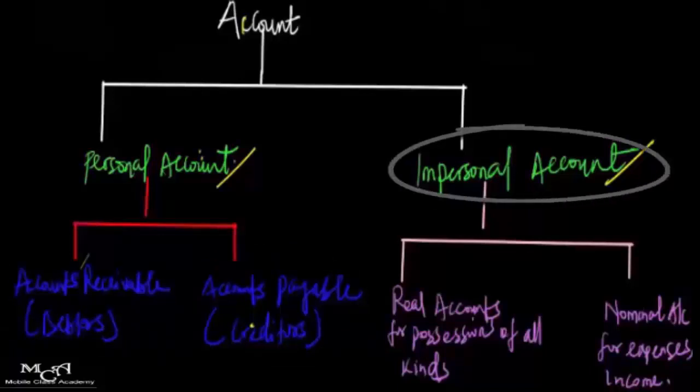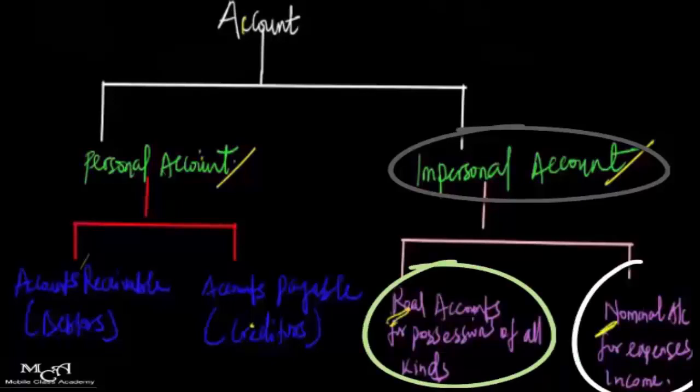The impersonal accounts, we said that they are for properties, items of expenditures and income. And we said that they are further divided into two, which is the real accounts and the nominal accounts. And we said the real accounts for all possessions of all kinds, for all forms of assets, for things we can see, for things we can touch. For example, our land and building, furniture and fittings, motor vehicle, our assets. So our nominal account is for expenses, for income, etc.